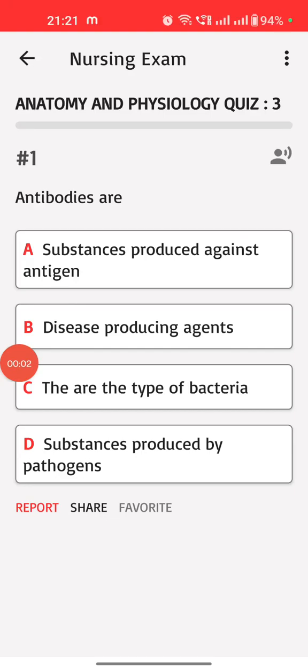C. The air, the type of bacteria. D. Substances produced by pathogens. Correct answer.